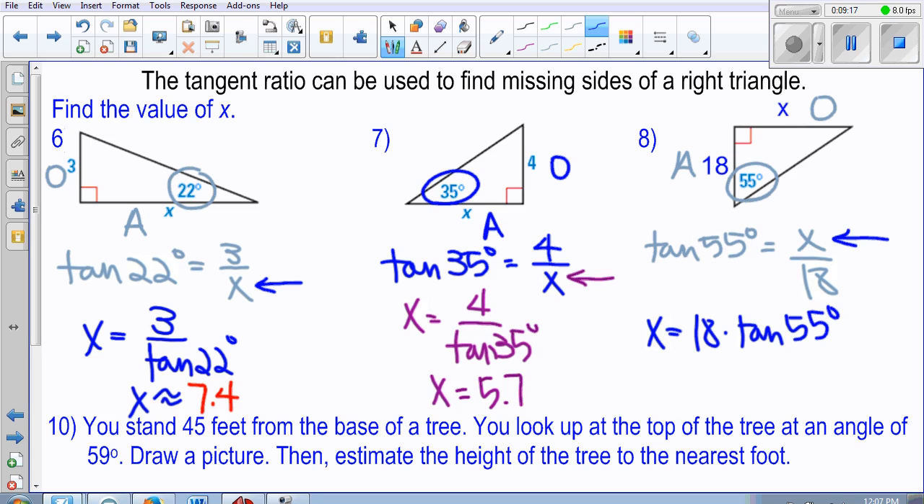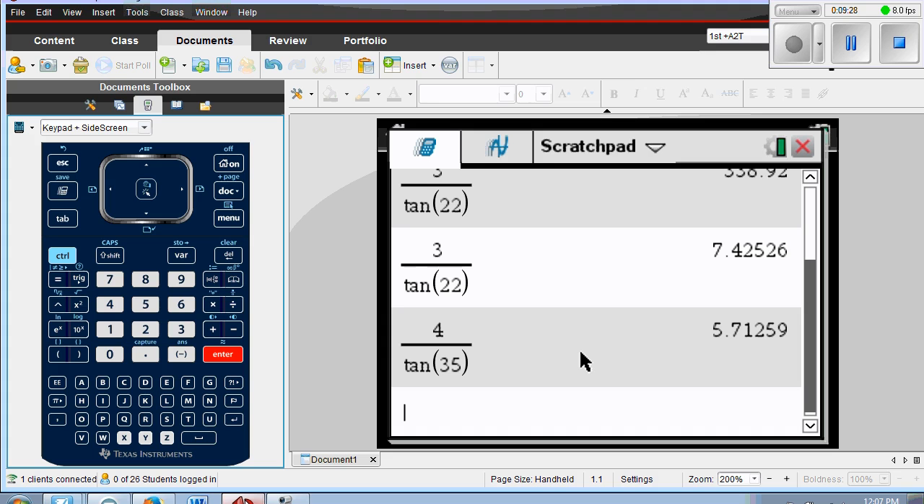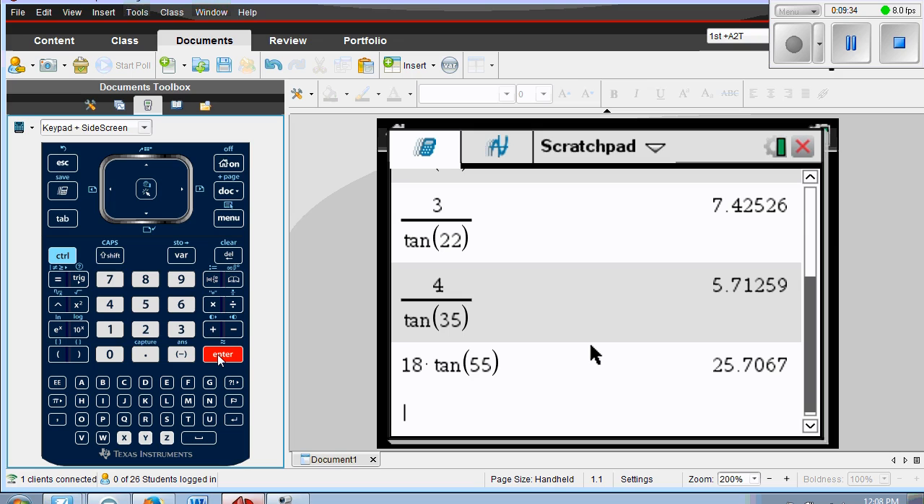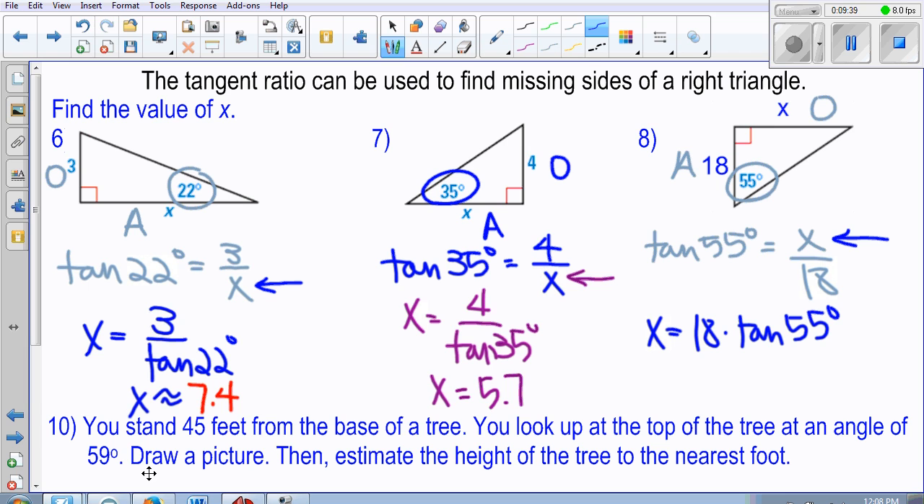So instead of doing 18 divided by tan of 55, like we did in the last two problems, we're going to do 18 times tan of 55. So I'm going to bring up my calculator so we can do that calculation. 18 tan of 55. And we end up with approximately 25.7. And that's my missing side length.